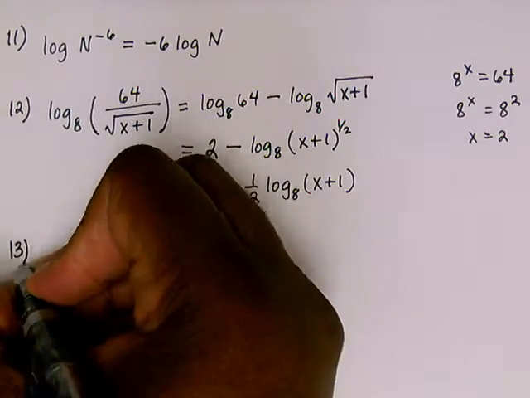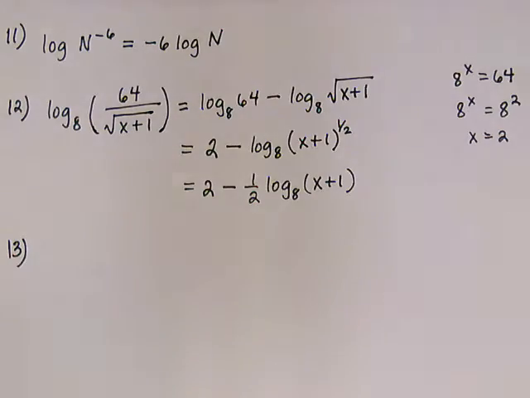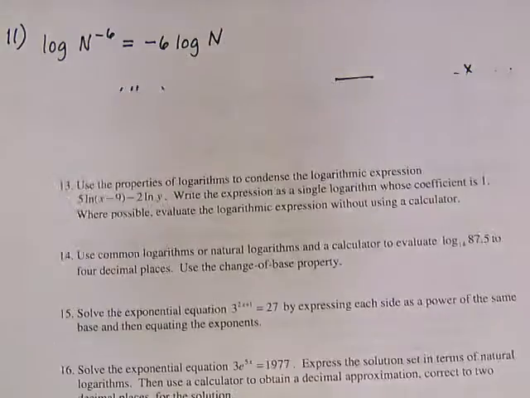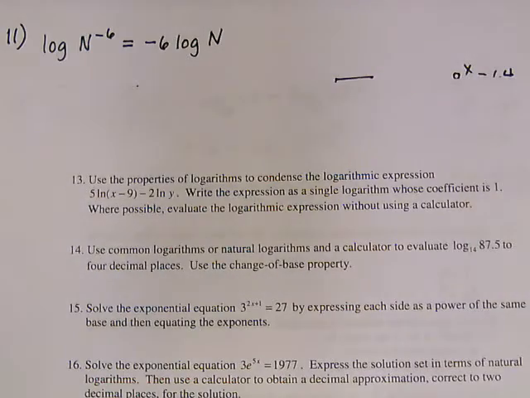All right, number 13 is this. You're going to use the properties of logarithms to condense the logarithmic expression 5 ln of x minus 9 minus 2 ln of y. Write the expression as a single logarithm whose coefficient is 1. Wherever possible, evaluate the logarithmic expression without using a calculator.